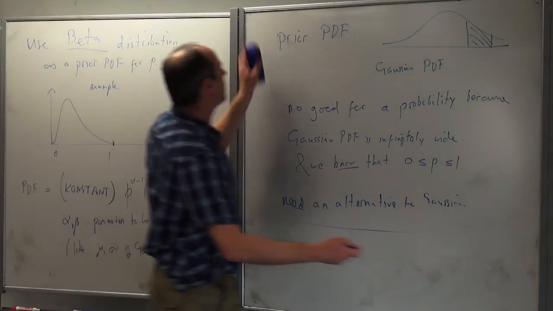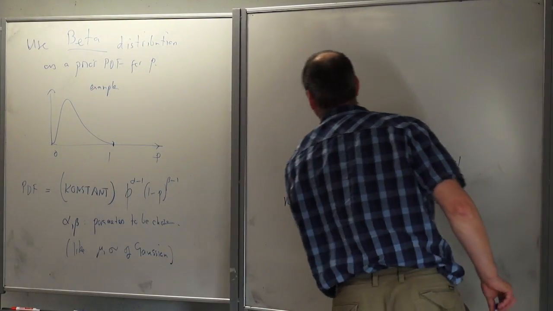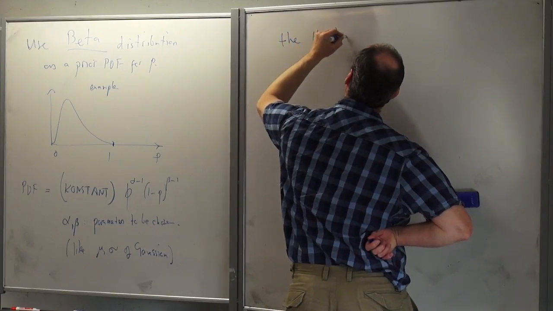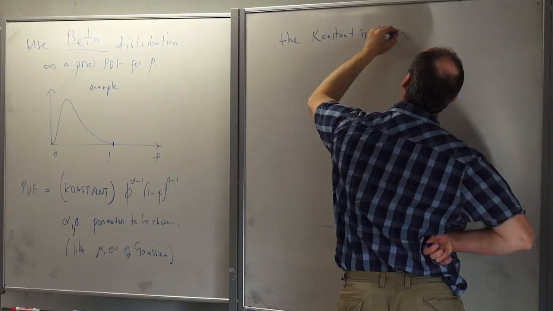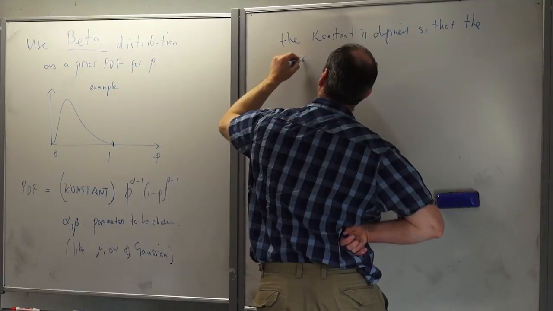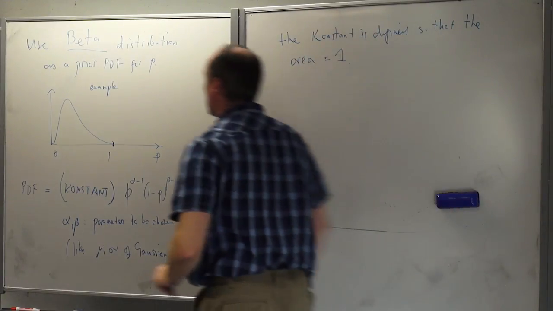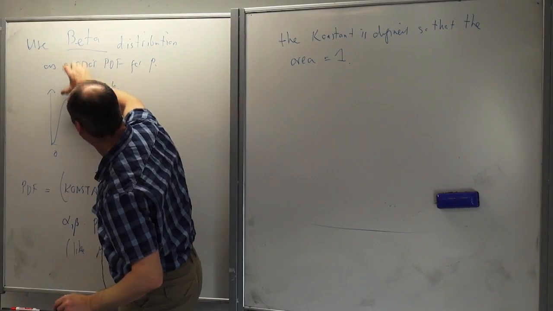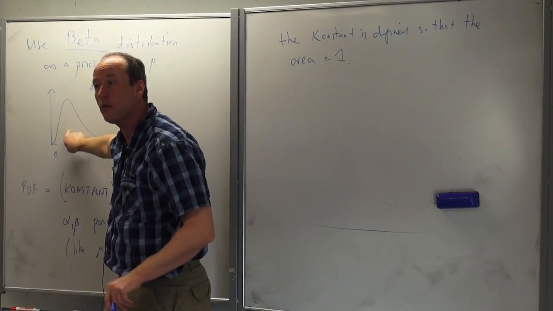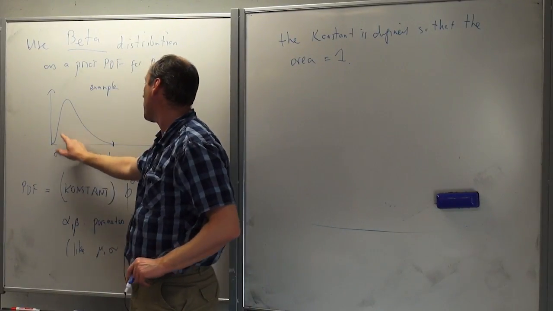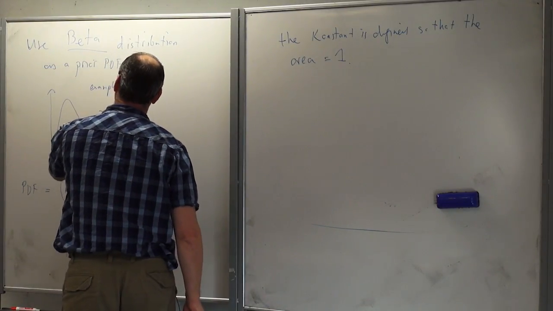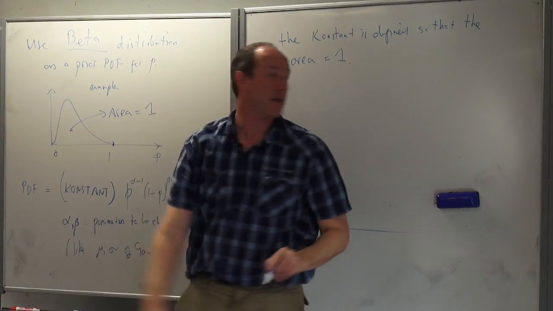The constant, which I've just casually written down as constant, is defined so that the area equals 1. You see, I can scale this distribution up and down, but I need the area to be 1, because I know my p is between 0 and 1. I know it's somewhere in there. It might be very small, it might be very big, I don't know where it is, but the area equals 1. In fact, I'm going to write it in: area equals 1, because I know my p's in there somewhere.